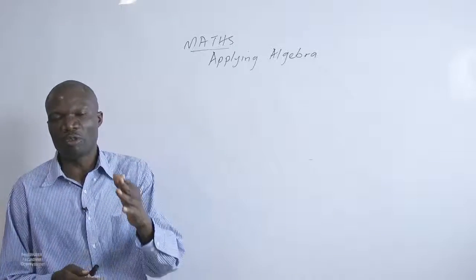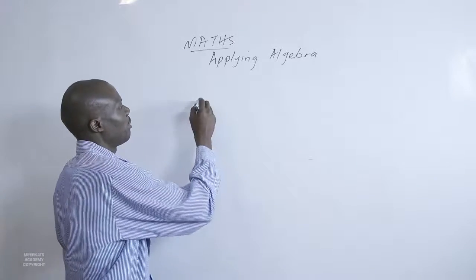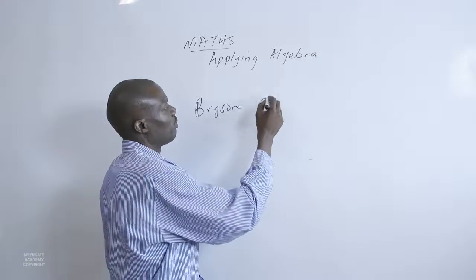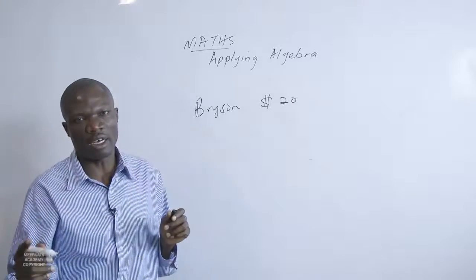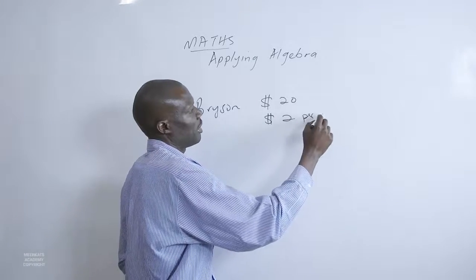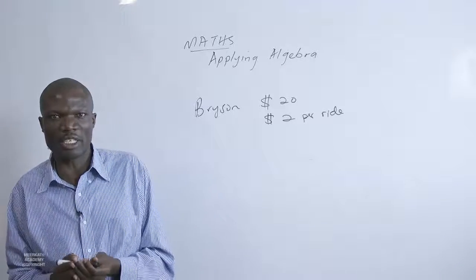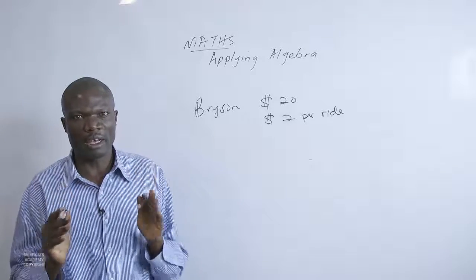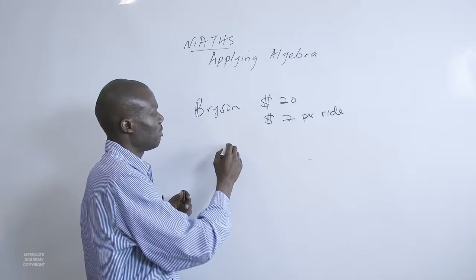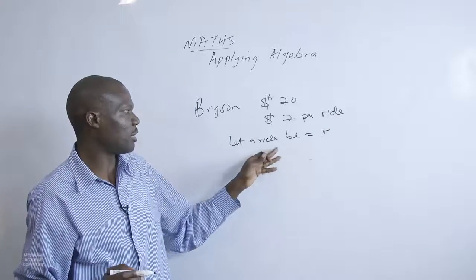For example, from what we've just seen about the boys above, we had Bryson, who was paying an entry fee of $20 and a total of $2 per ride. So we need to identify the variables. For this case, we can say let every ride be denoted by X. Or let us give it a small r. We denote a ride to be r.